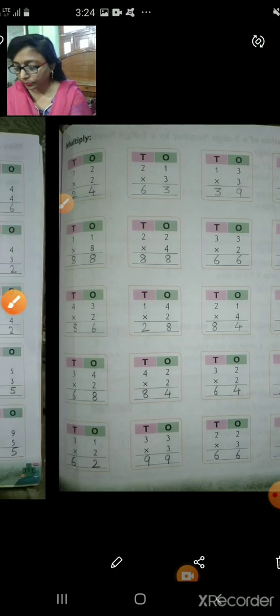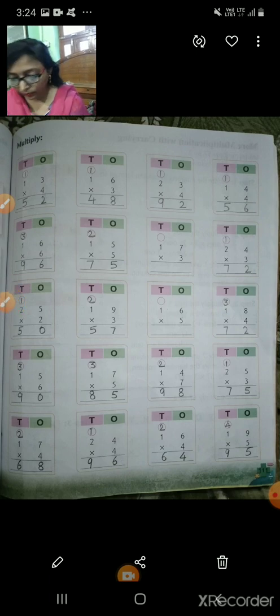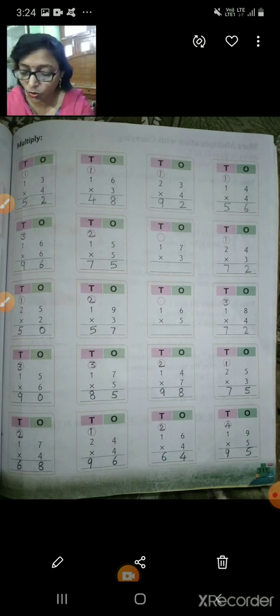Now come to page number 111. It is the multiplication of a 2-digit number by a 1-digit number with carrying. Students, it's a multiplication with carrying. So like this you will solve.